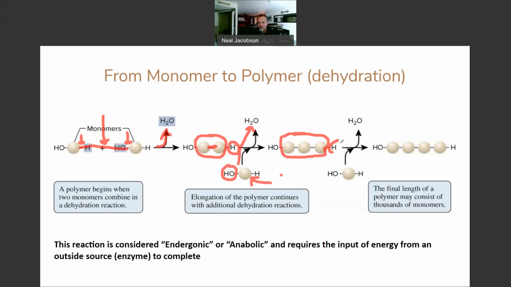And then same thing. So if we want to add another one, right, these two, the hydroxyl group and the hydrogen pop off, turn into water. And then we've got 4. So that's how you make a polymer. And polymers can be endlessly long.